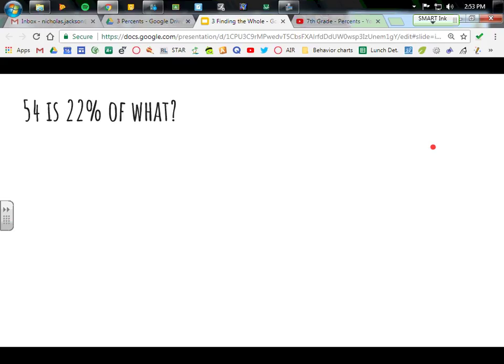54 is 22% of what? In a problem like this, remember that a percent is a ratio out of 100, right? So 22% is 22 out of 100. 54 is going to be out of some larger number. Remember before when I introduced percents, I told you that percent is always associated with the part and of is always associated with the whole. So in this case, we're given the smaller part and we're trying to find the larger whole.